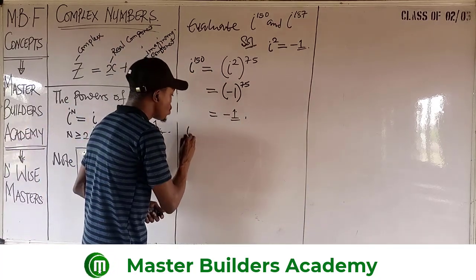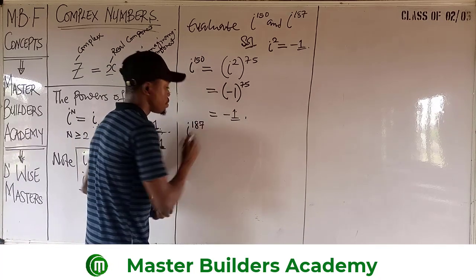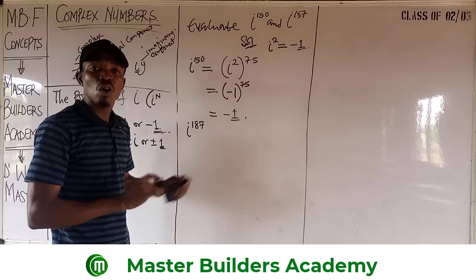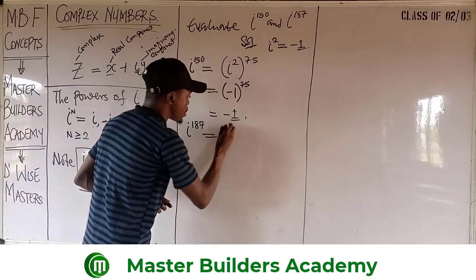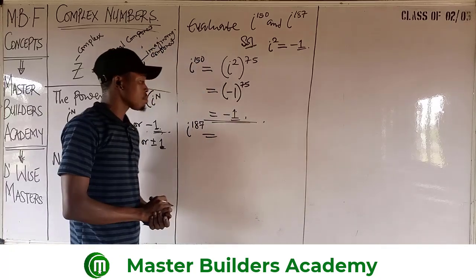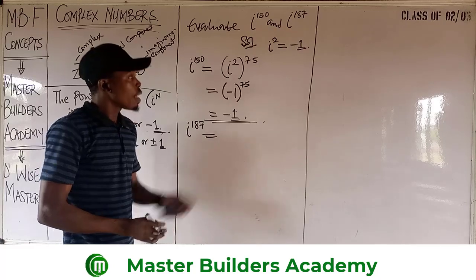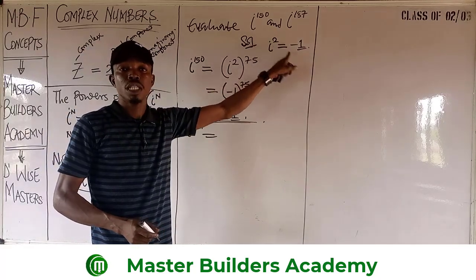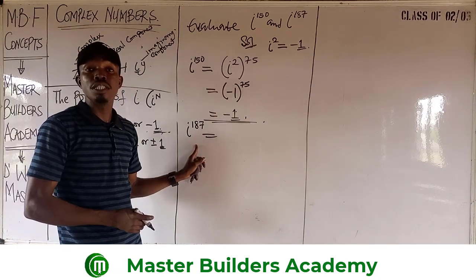Now, and again, we were given i raised to the power of 187. And we are asked to solve this. Remember, this is where this other guy stops. And we are asked to solve this. How do we solve this? Remember, i raised to the power of 2 is negative 1. Then, how do I introduce this guy into this?